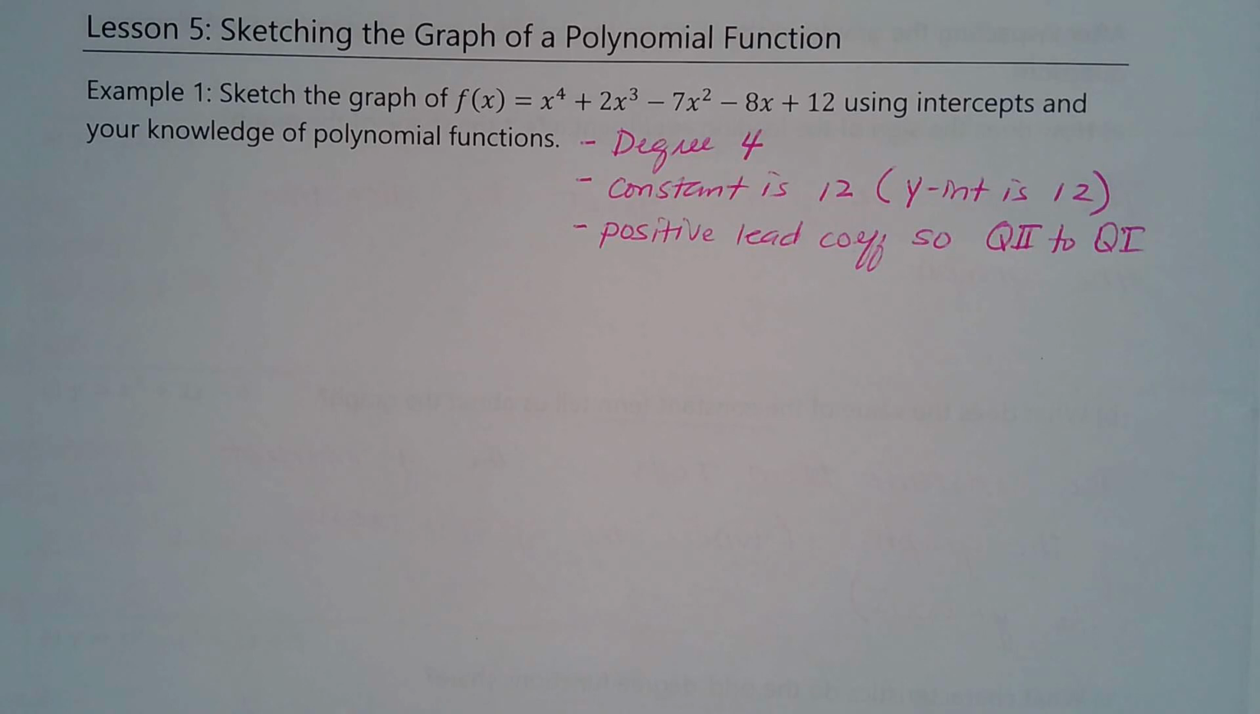So far we have the y-intercept. We need to figure out the x-intercepts. Remember the theorem? We're going to use the remainder theorem and factor theorem to figure out the x-intercepts. Very good, you've been studying, I can see. So let's do that. How do we factor this?